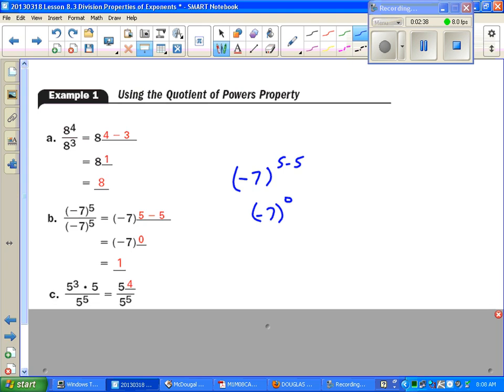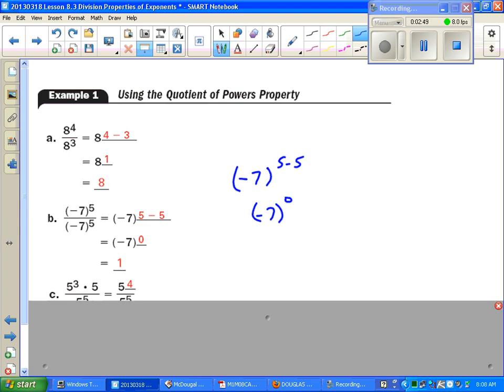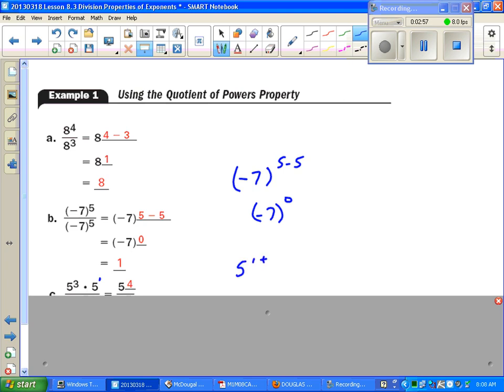C says 5 to the 3rd times 5 over 5 to the 5th. Now it's taking a little bit of what we did last week, multiplying the same bases at the top. If you just look at 5 to the 3rd times 5, it's like 5 to the 3rd times 5 to the 1st, which gives you 5 to the 1 plus 3, and that's where 5 to the 4th comes from.